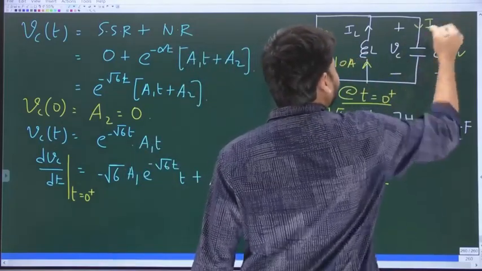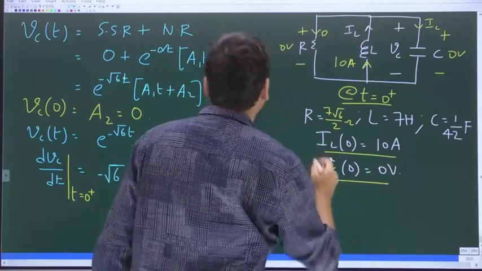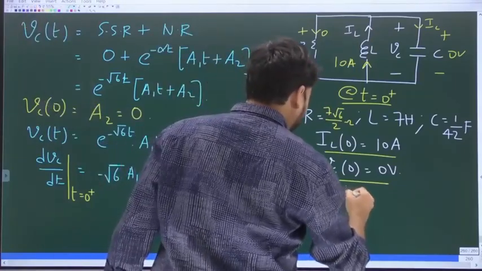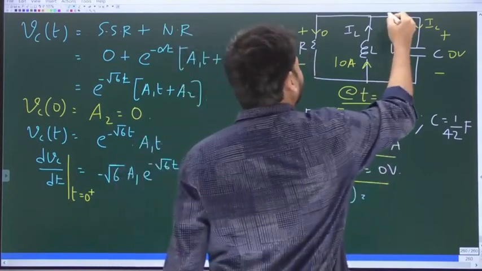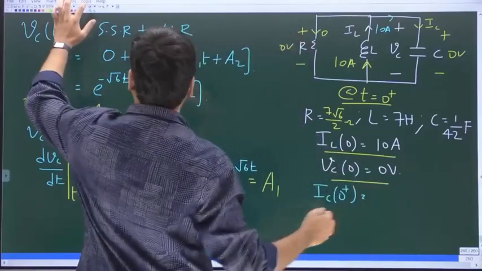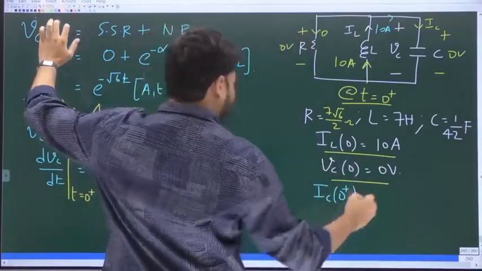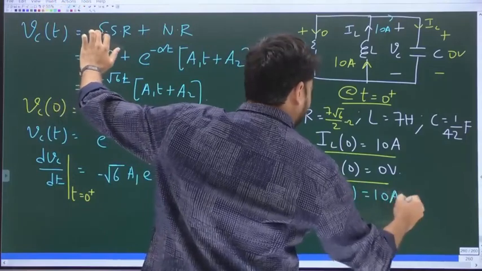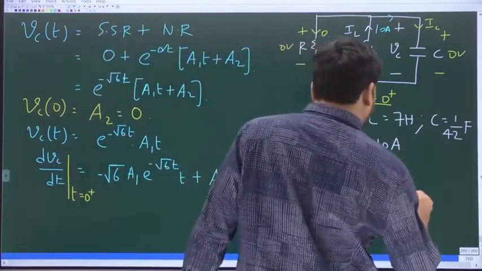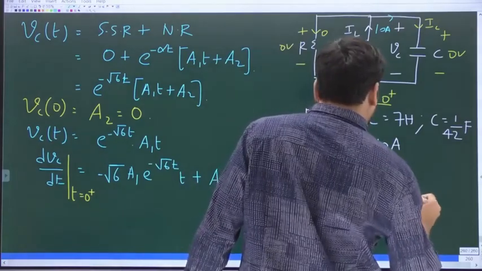Once again, let this current be IC. So IC of 0 plus, will it not be 10 amps? Yes or no? IC of 0 plus will be equal to 10 amps.